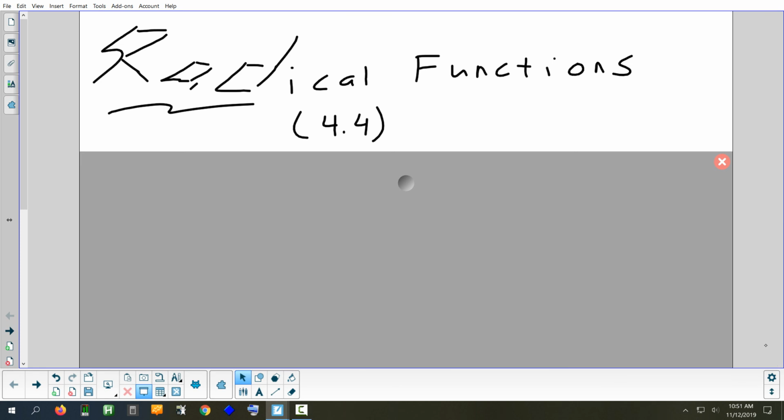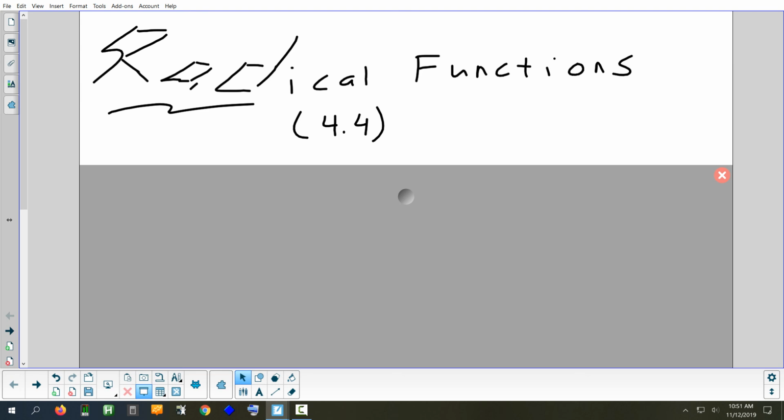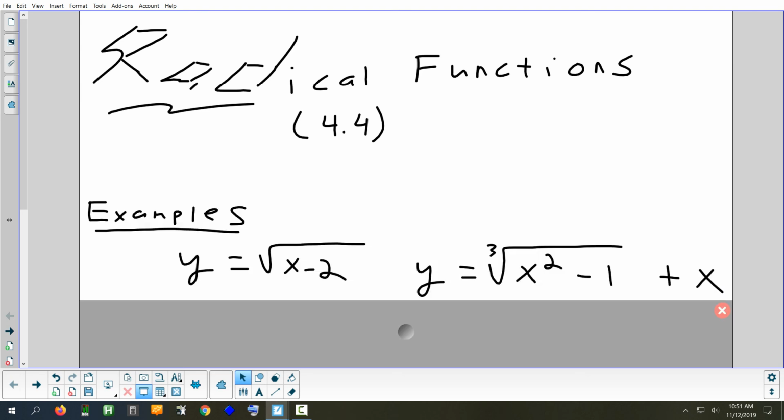Okay, some things we'll do with them, we'll graph them. And then we'll also have basic equations to solve. All right. So let's take a look at radical functions. So those are all examples of radical functions. Y equals square root x minus 2. That's kind of a simpler one. Y equals the cube root of x squared minus 1 plus x. Much more complicated one.